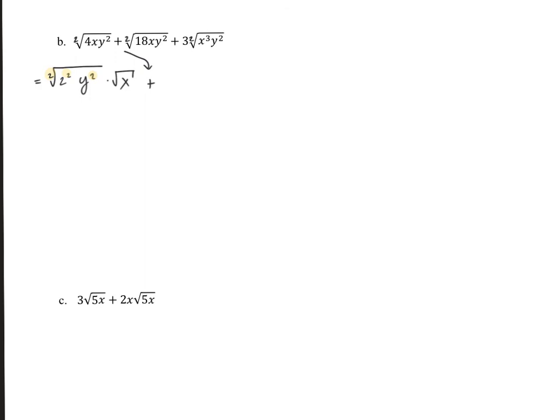Now let's take a look at the next one. The 18. Well, that is the same. Let's see, what can be 18? What numbers are in 18? I have 9 and 2. 9 is a perfect square. 9 is 3 squared. Okay, I'm able to match up that too.